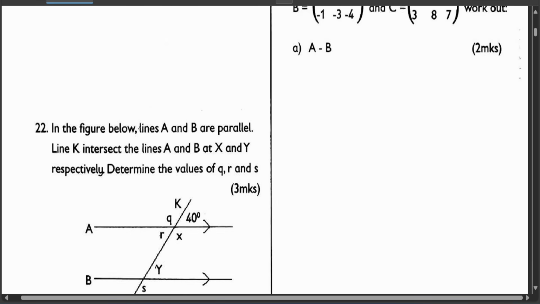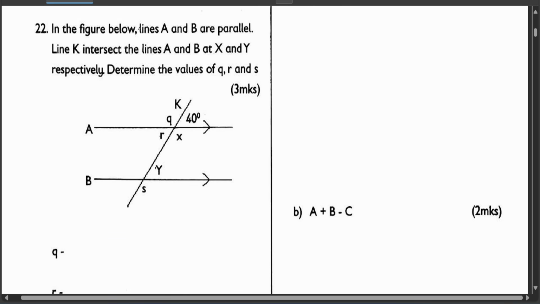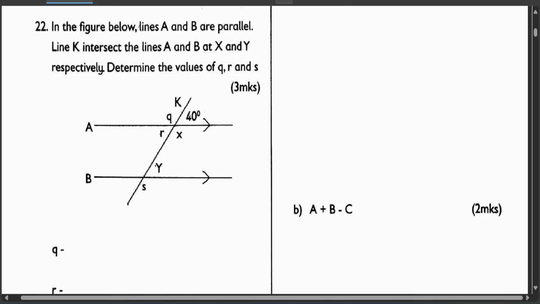Tunaingia question nyingine, question 22. In the figure below, lines A and B are parallel. Line K intersect the lines A and B at X and Y respectively. Determine the values of Q, R, and S.